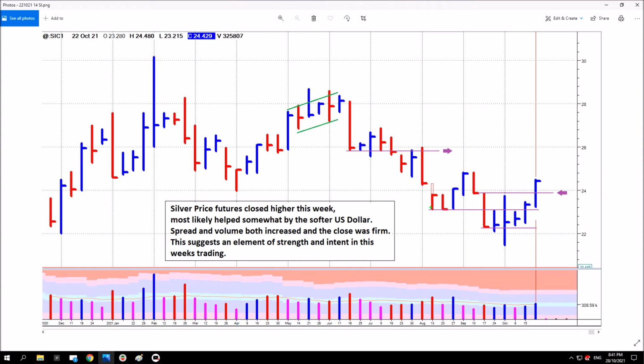Very similar in the silver market. Silver price futures closed higher this week, most likely helped somewhat by the softer US dollar. Spread and volume both increased and the close was firm. When I say the close was firm, I mean the close was right up near the highs of the weekly range. This suggests an element of strength and intent in this week's trading. Well, so far the market's done this over 3 days.